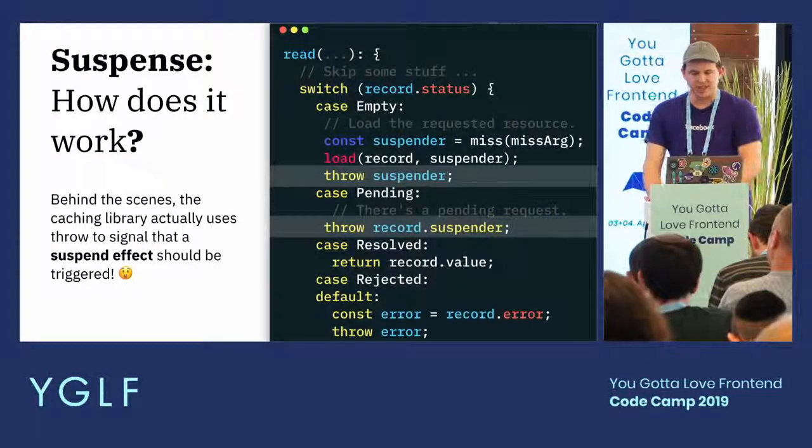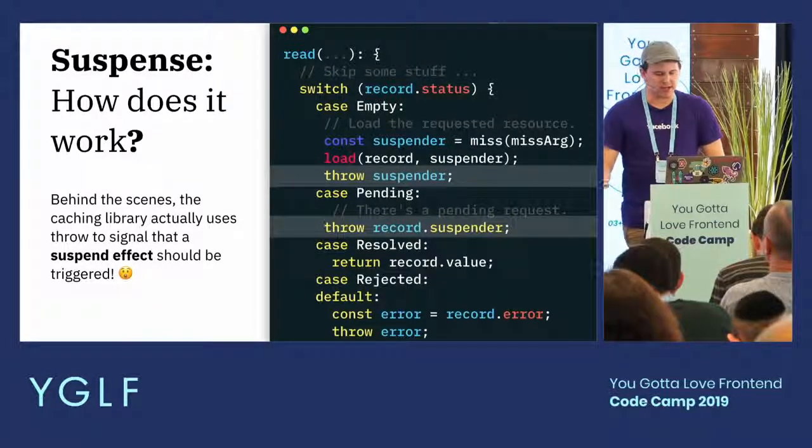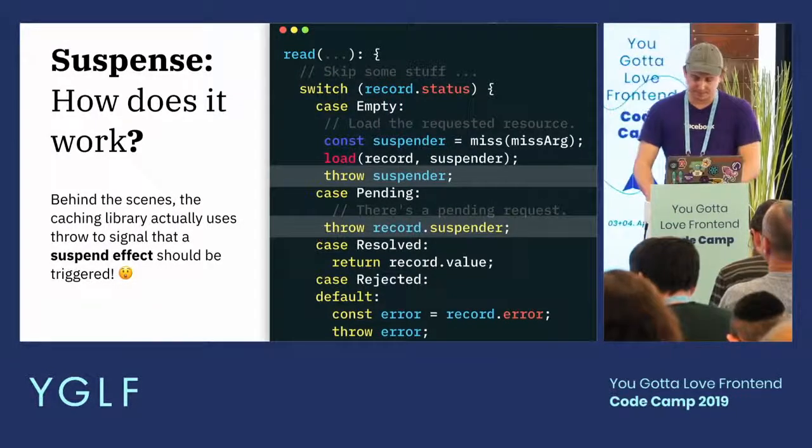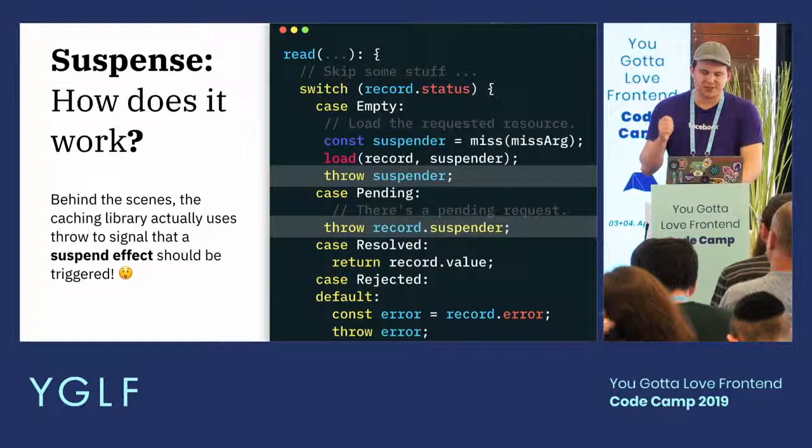But we can see here that it's a switch statement that's checking the status of some record. We can assume that this is a cache record for the data that we want to read. And you'll notice that in two scenarios, empty or pending, React actually ends up throwing something called a suspender.